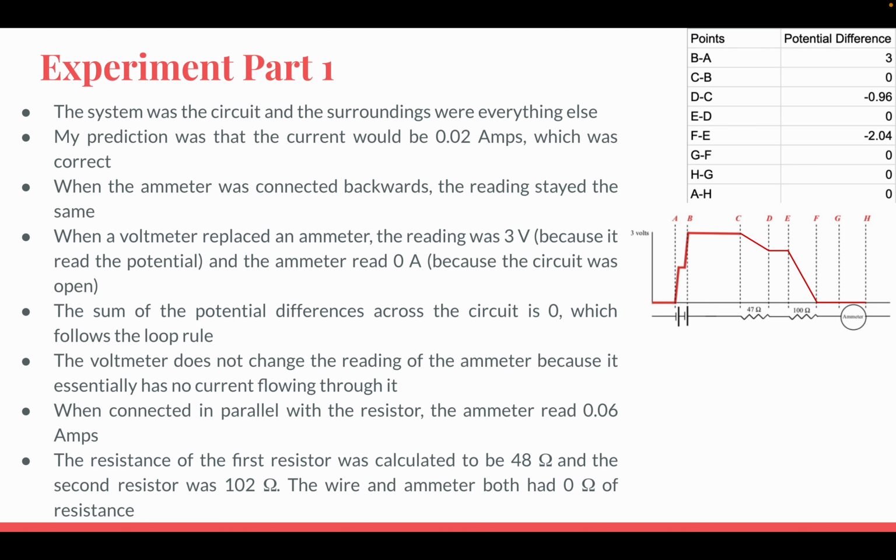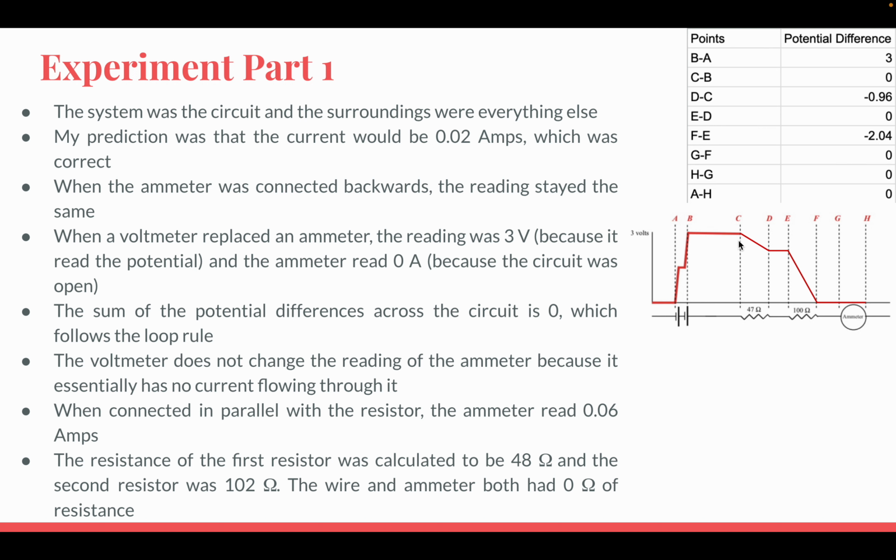And when connected in parallel with the resistor, the ammeter read 0.06 amps, and the resistance of the first resistor was calculated to be 48 ohms, and the second resistor was 102 ohms, which is very close to the set values, which were 47 ohms and 100 ohms. This error can be attributed to the resistance of the wires and ammeter being negligible. And the wire and ammeter both had 0 ohms of resistance as calculated from this.